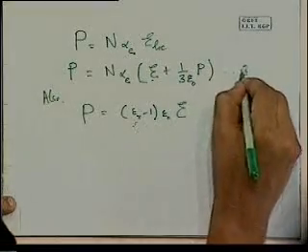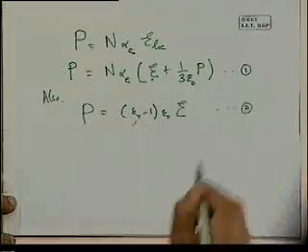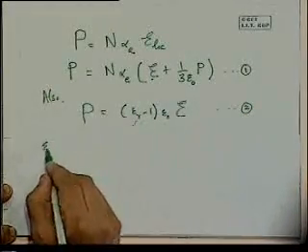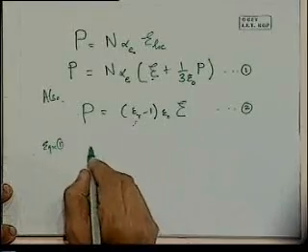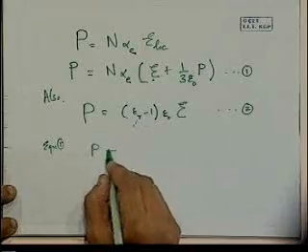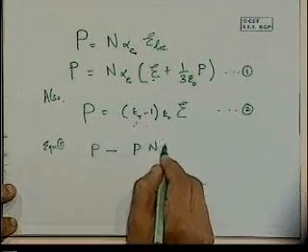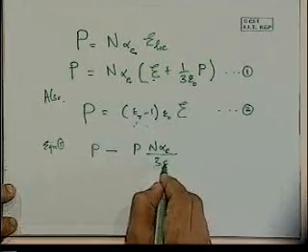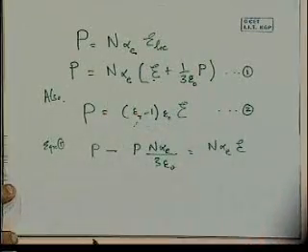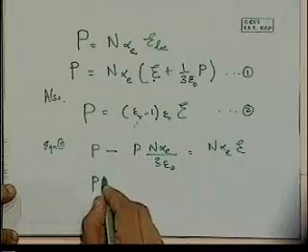And if I call this equation 1 and this one 2, what we can see is I am going to rearrange equation 1 and write it as P minus this P term. I'm going to bring them together. I'm just illustrating the steps. It's not very difficult. So we've got this expression equal to N alpha E. And what we'll do is solve it for P.